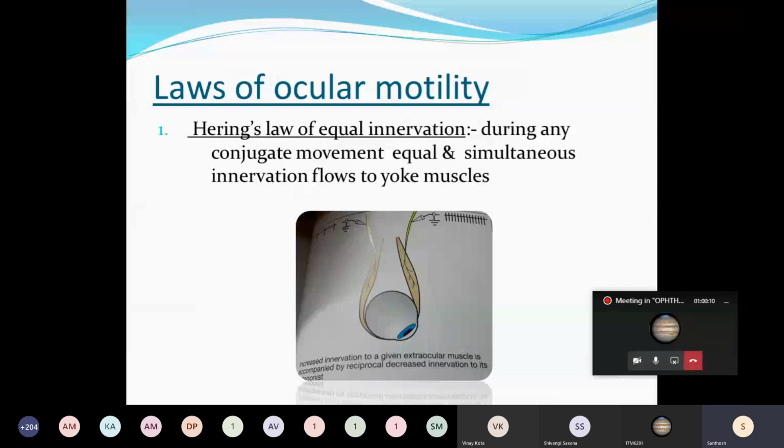There are 2 laws that are associated with the actions of extraocular muscles, Hering's laws. Hering's law of equal innervation explains how the muscles move. During any conjugate movement, equal and simultaneous innervation flows to yoke muscles. For example, in dextroversion, there is equal and simultaneous innervation flowing to the right lateral rectus and the left medial rectus, and hence the yoke muscles act simultaneously and symmetrically.